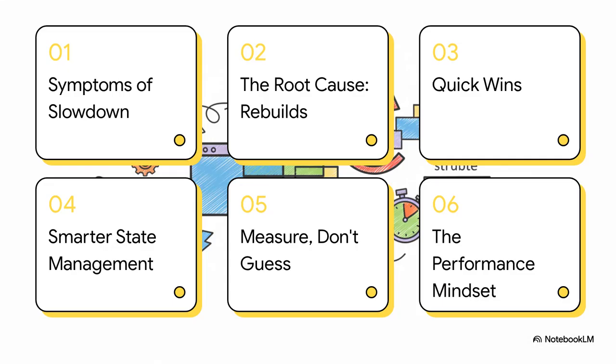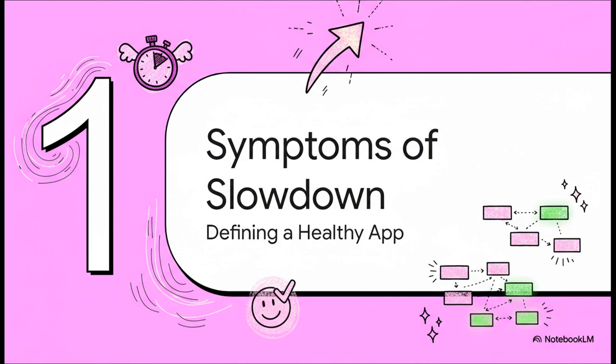Okay, so here's the game plan for our little diagnostic journey. First, we'll pinpoint the symptoms of a slow app. Then we'll play detective and uncover the #1 root cause, rebuilds. After that, it's all about solutions. We'll hit some quick wins, get into smarter state management, and I'll show you the tools to actually measure this stuff. And we'll wrap it all up with what I think is the most important piece, getting into a true performance mindset.